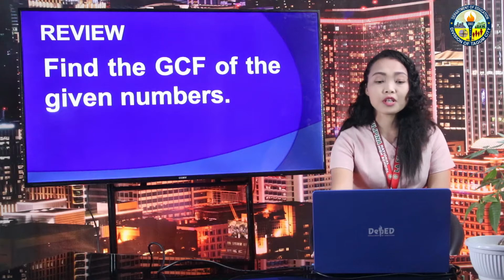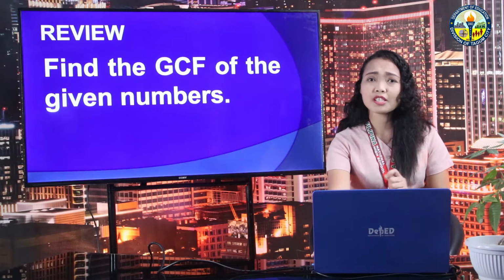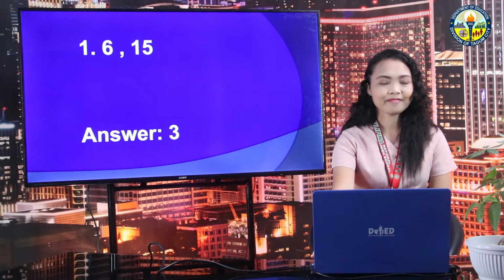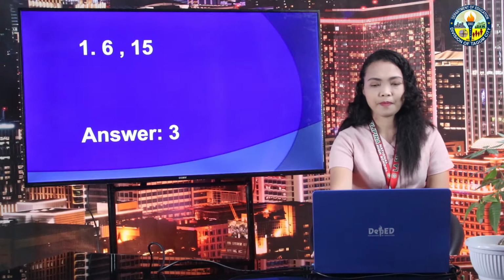Okay, I want you to find the GCF of the given numbers. Just write your answer on a sheet of paper. Let's have the first example. Number 1, 6 and 15. What is the GCF of 6 and 15? Very good. The answer is 3.